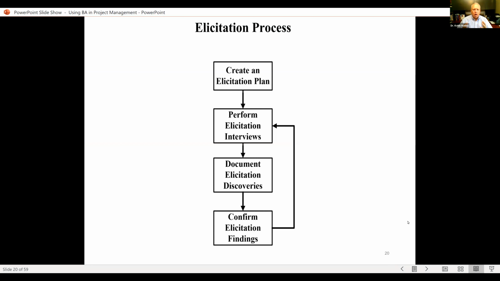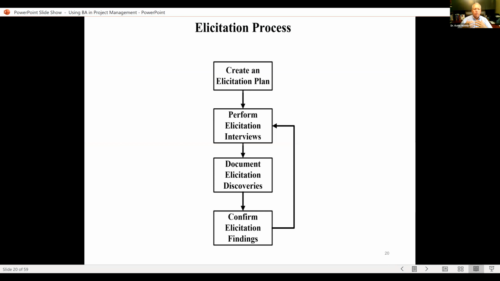Now, the BA process will look something like this. You create an elicitation plan. That's going to be that interview plan. You perform the elicitation interviews. Elicitation is the process of doing the interviews with the subject matter experts and the stakeholders. You're going to then document the elicitation discoveries.